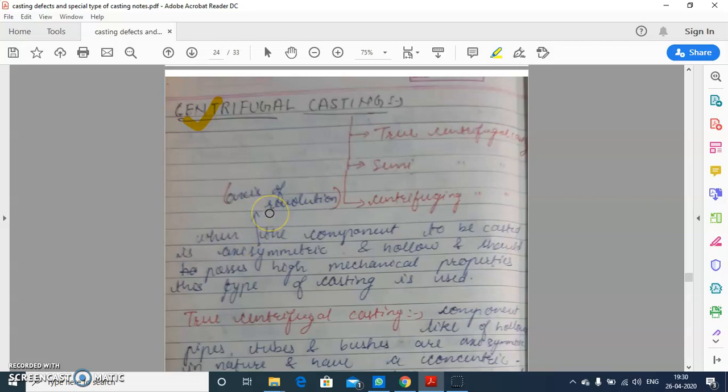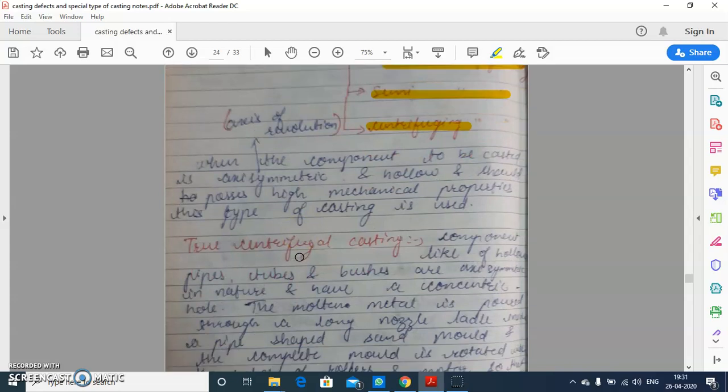When the component to be cast is axisymmetric and hollow and should possess high mechanical properties, this type of casting is used. There are three types of centrifugal casting. One is true centrifugal casting, second is semi-centrifugal casting, and third is centrifuging. First, I am going to discuss true centrifugal casting.